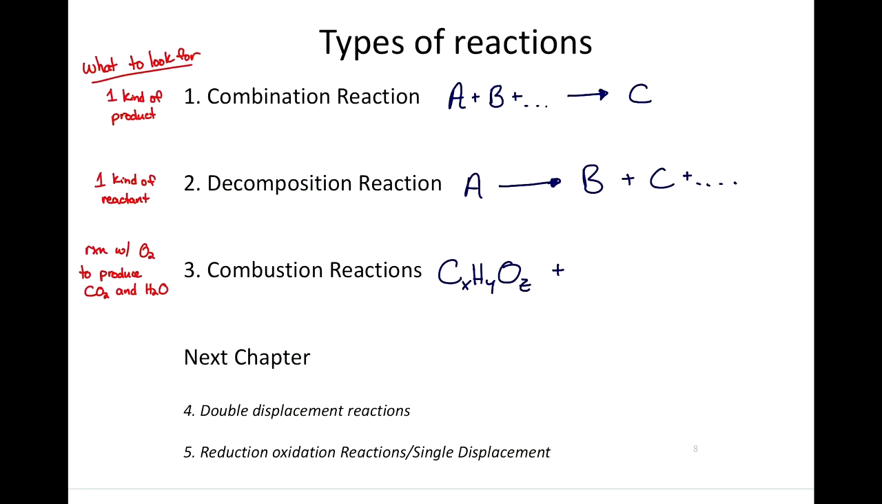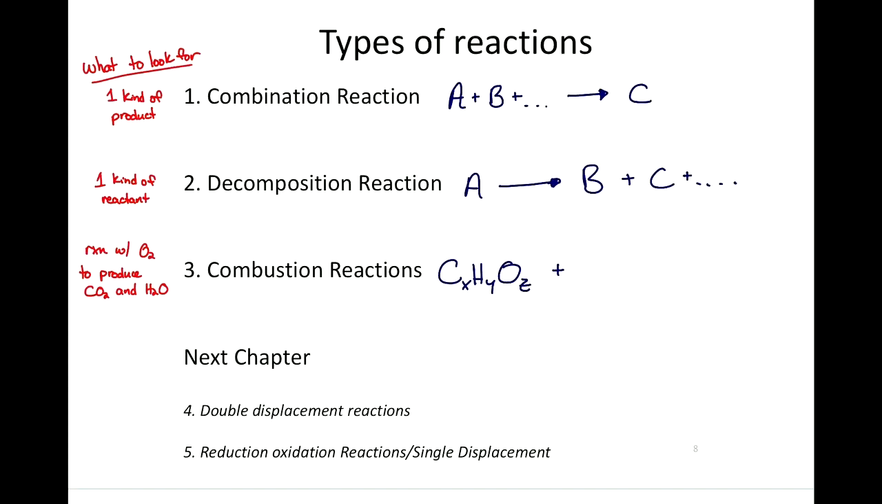So in the corner, I have what trait we're looking for when given a chemical equation. We can identify what kind of reaction it is, whether it has one kind of product or one kind of reactant, or a combustion reaction, which is a reaction with oxygen gas to produce CO2 and water.